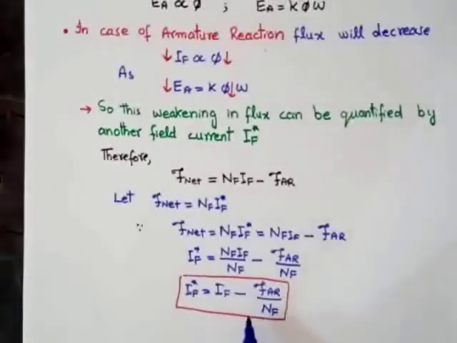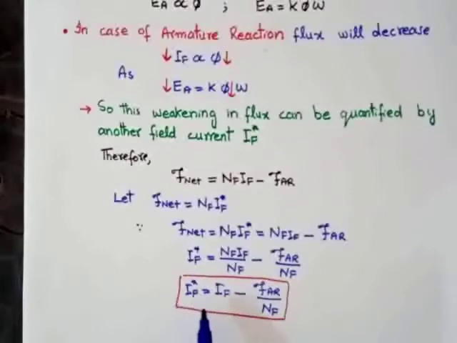By using this equation, we can calculate the new field current if there is no compensating winding. If there is a compensating winding, then IF dash will be equal to IF. There will be no armature reaction. If there is no compensating winding, then there will be armature reaction. Due to armature reaction, the field current will start to decrease. This will be the new value of field current called IF dash.